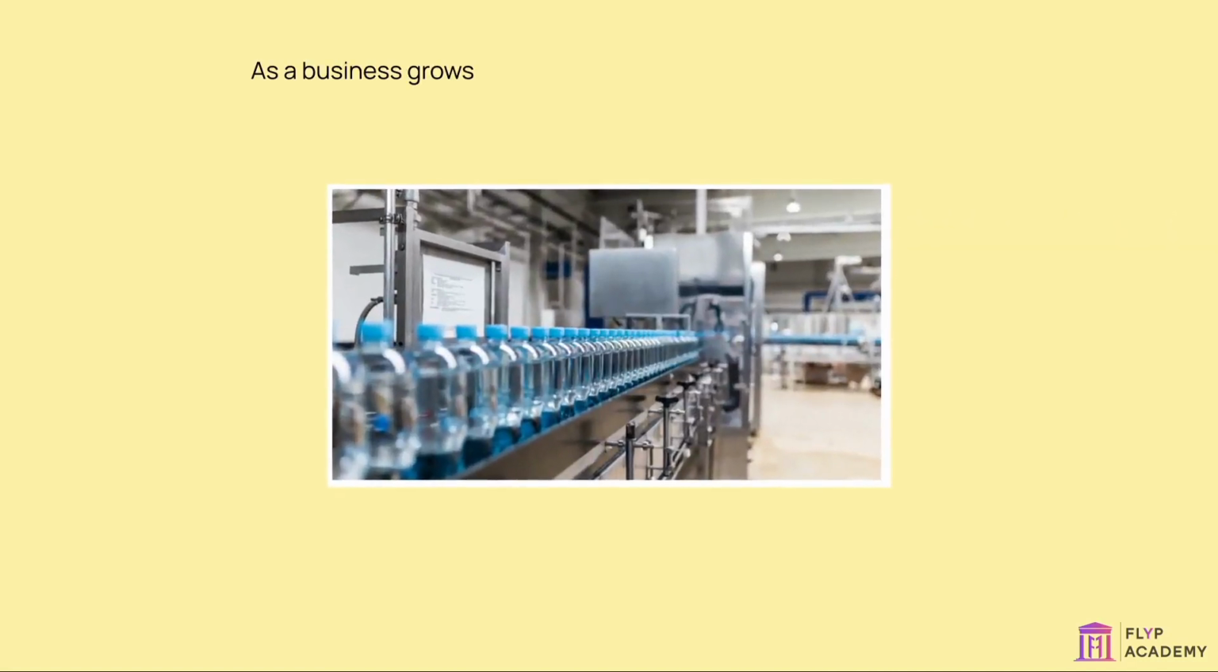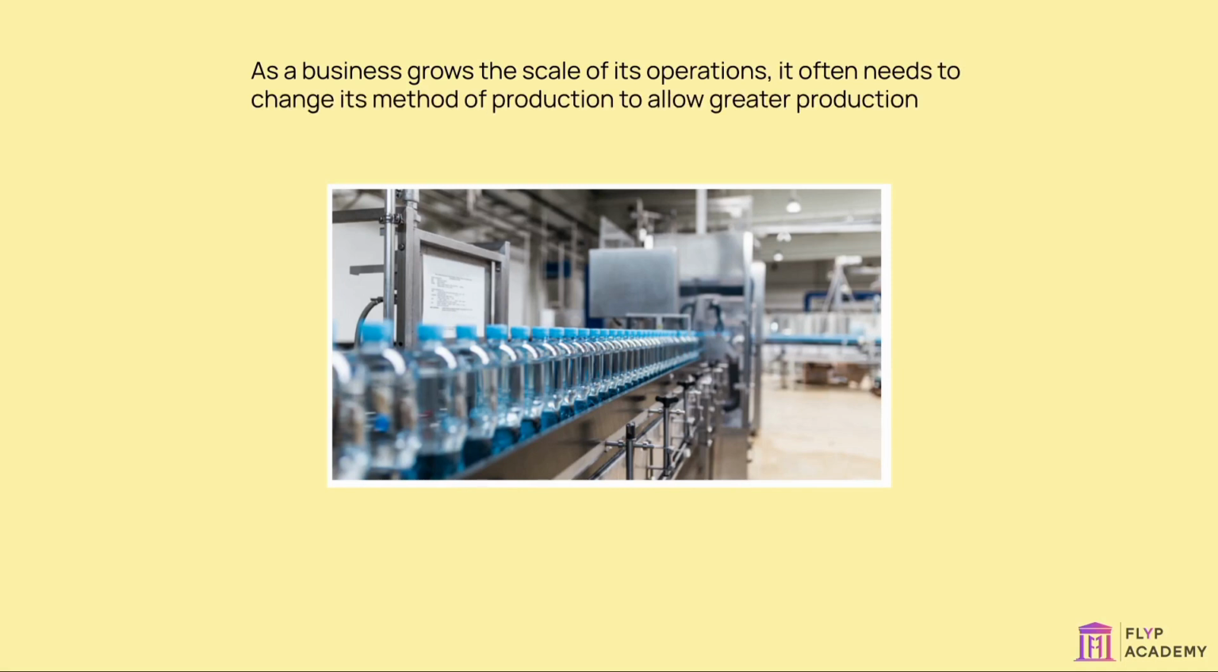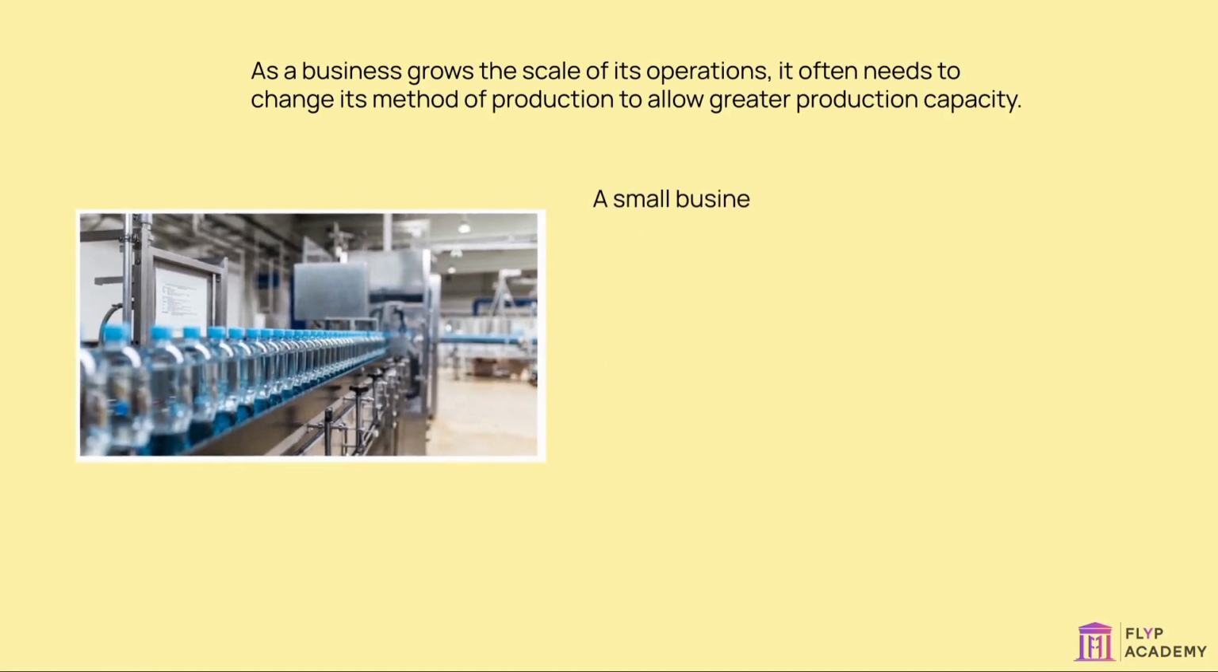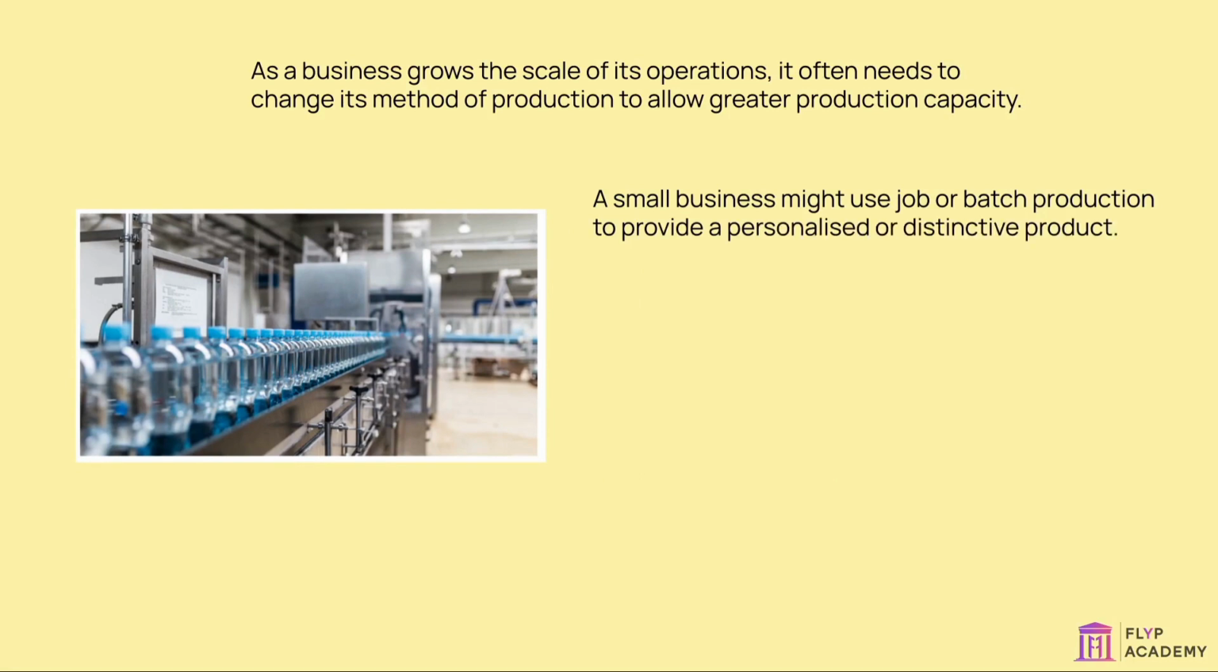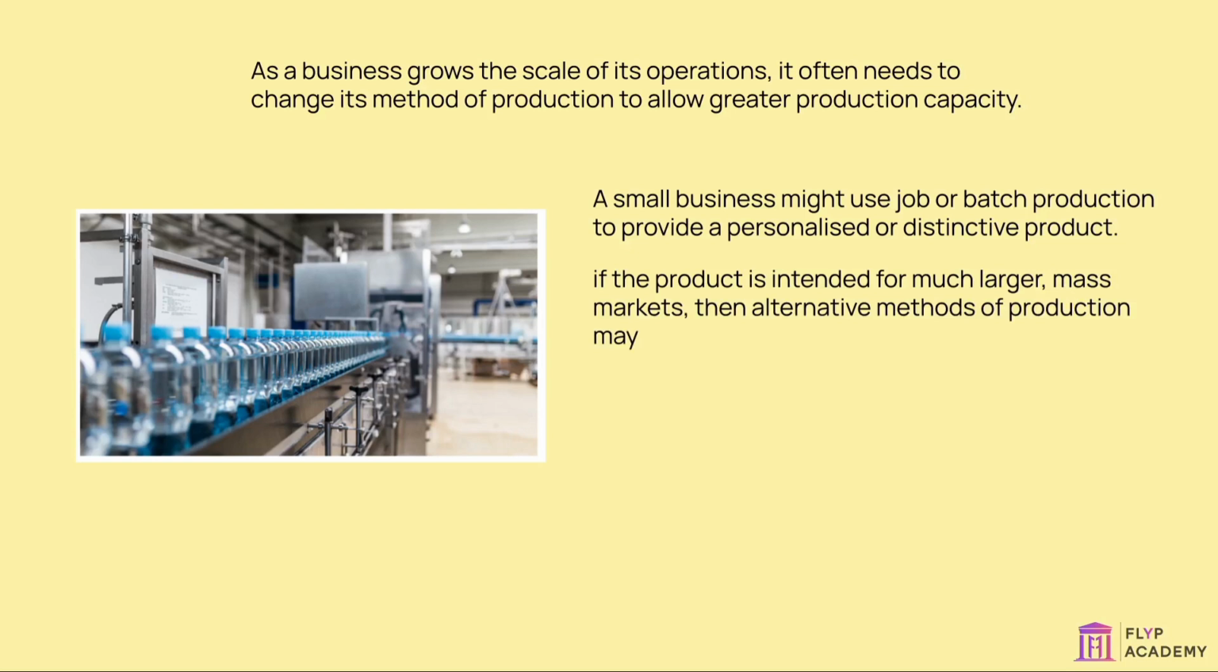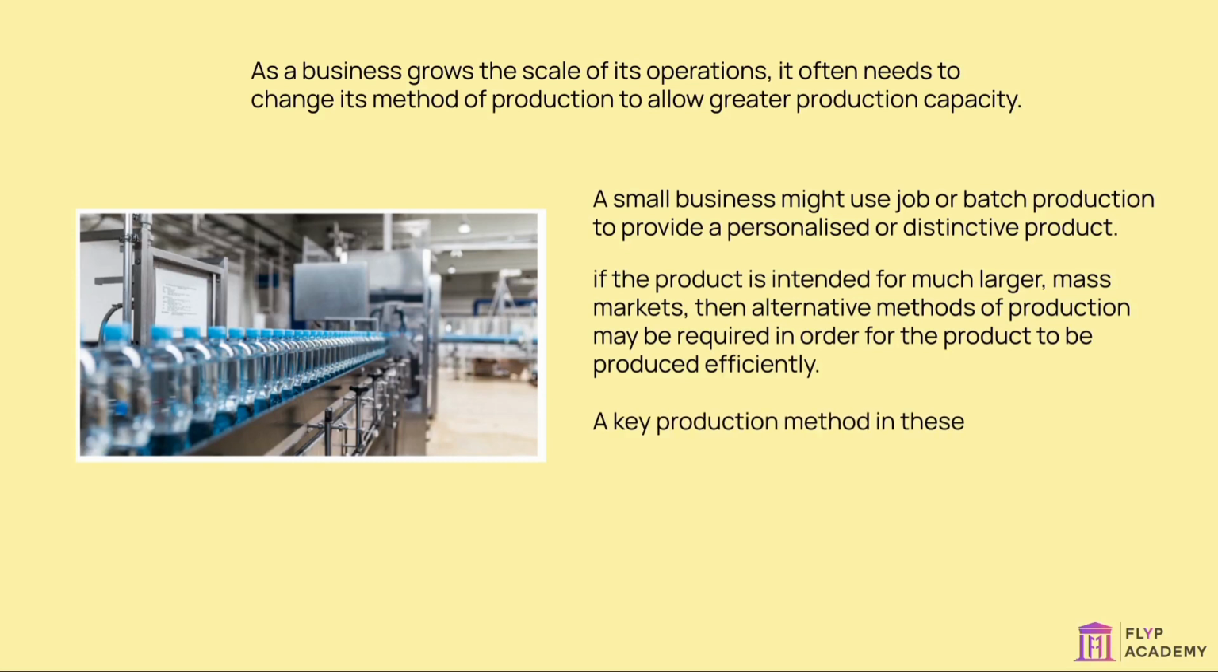As a business grows the scale of its operations, it often needs to change its method of production to allow greater production capacity. A small business might use job or batch production to provide a personalized or distinctive product. However, if the product is intended for much larger mass markets, then alternative methods of production may be required in order for the product to be produced efficiently. A key production method in these circumstances is flow production.